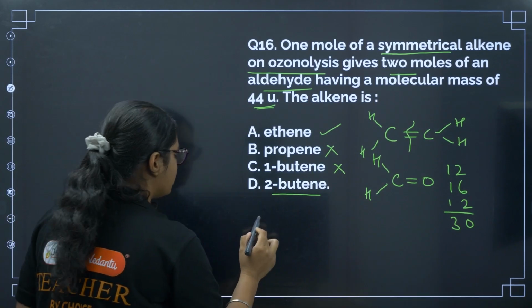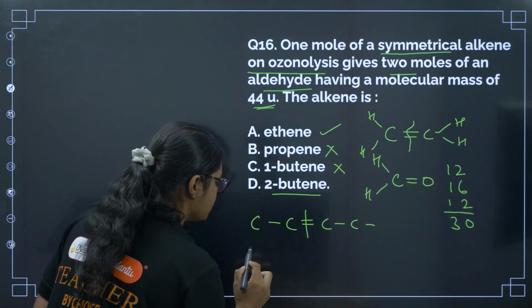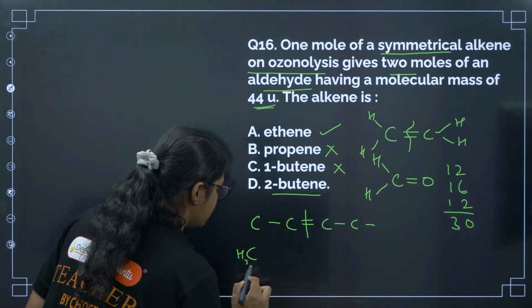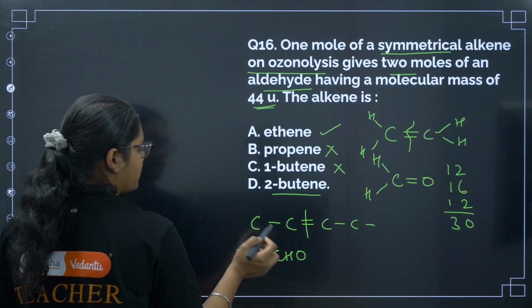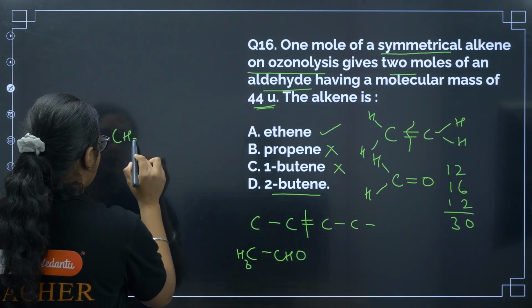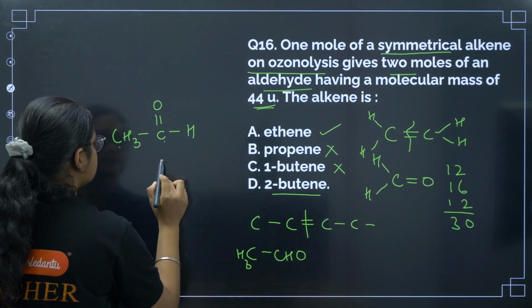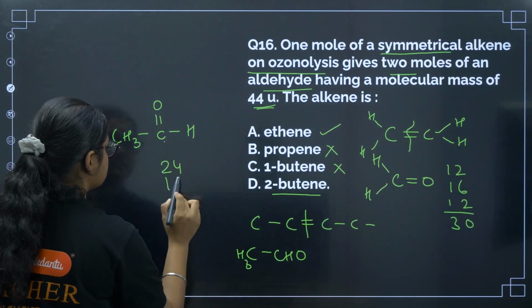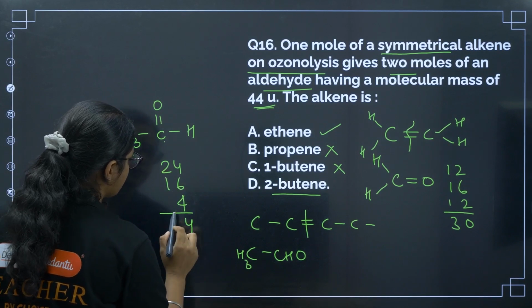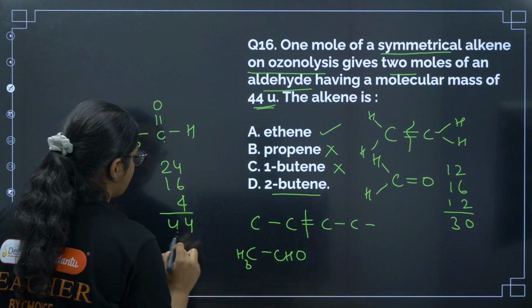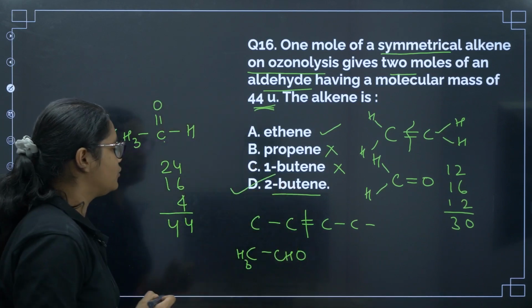Then let us try with but-2-ene. So this is but-2-ene. Now this bond will break, so I will get here CH3, CH and double bond O. If I draw this structure, we'll get CH3, C double bond O, H. So we have 2 carbons, so that is 24. Then we have 16, 1 oxygen and 4, so we will have 44, that is what is given in the question. So the correct answer will be but-2-ene.